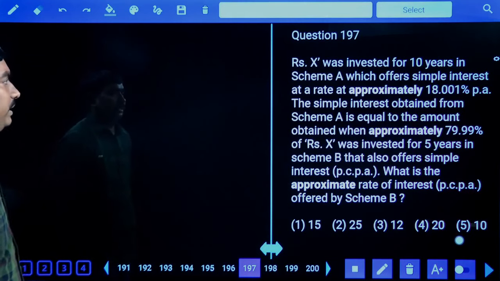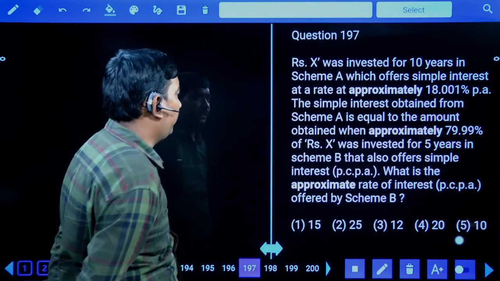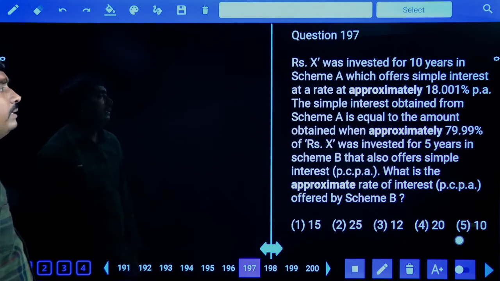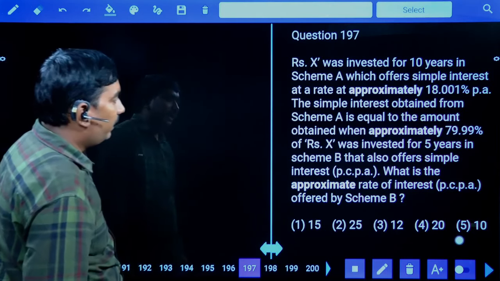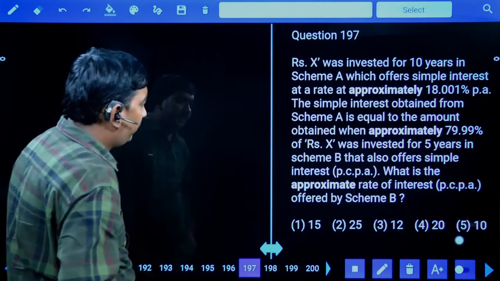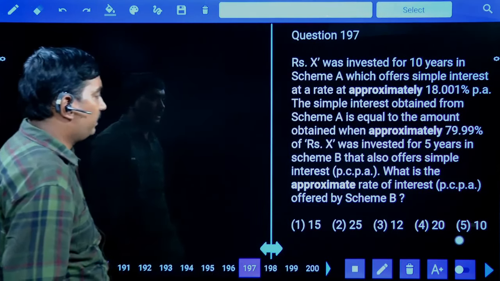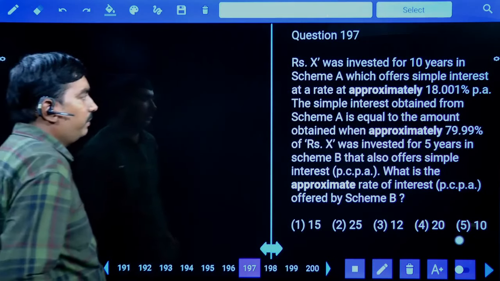X rupees was invested for 10 years in scheme A, which offers a simple interest at a rate of 18% per annum. The simple interest obtained from scheme A is equal to the amount obtained when 80% of X rupees was invested for 5 years in scheme B that also offers a simple interest. What is the approximate rate of interest offered by scheme B?